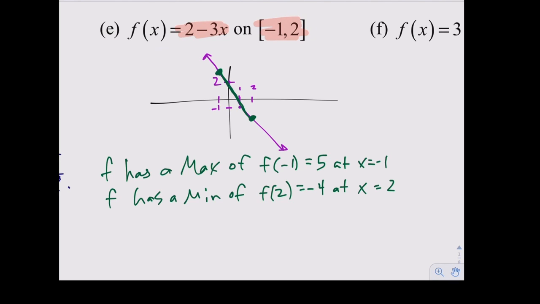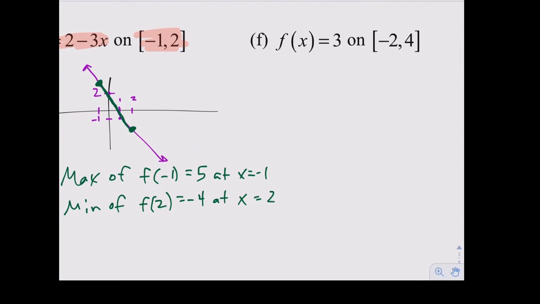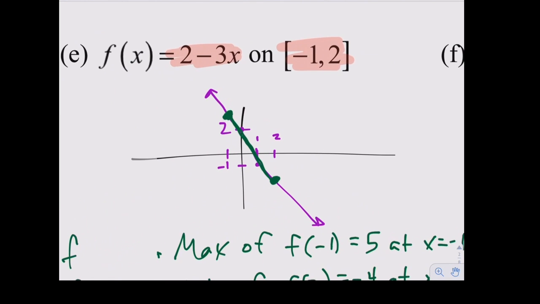Closed interval. Now, if we made it an open interval from -1 to 2, would we have a max or a min? No, we would actually have neither a max nor a min. So I'm starting to really think that if a function is continuous on a closed interval, we're going to have both a max and a min. And if it's not, we could still have both, but I don't think there's a guarantee that it's going to happen.